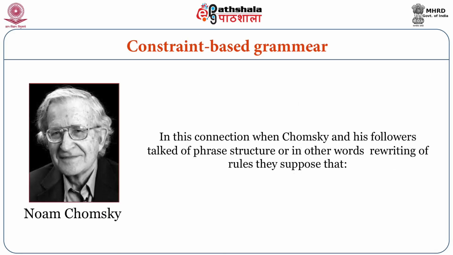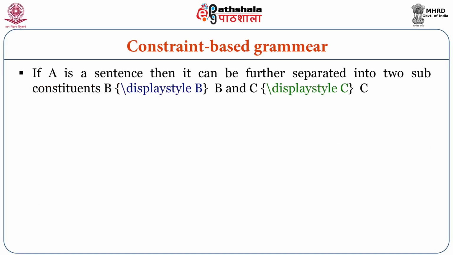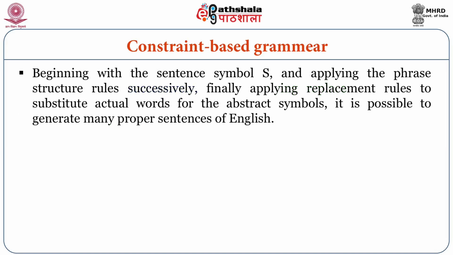In this connection, when Chomsky and his followers talked of phrase structure, or in other words, rewriting rules, they suppose a different thing that is shown on your screen. Again, it can be subdivided into a noun phrase consisting of an optional determiner. Beginning with the sentence symbol S and applying the phrase structure rules successively, finally applying replacement rules to substitute actual words for the abstract symbols, it is possible to generate many proper sentences of English.